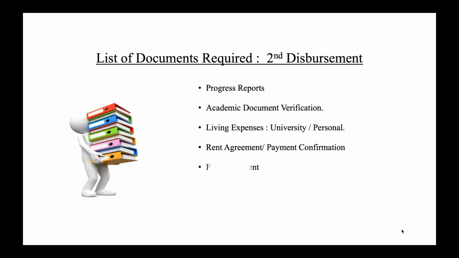Now, taking you through them, every bank will ask you for a progress report, which means whether you've passed the semester, how you have been doing. They don't want to give a loan wherein you have not passed the semester and you are asking for the second disbursement. So that's the first thing which they will look at.